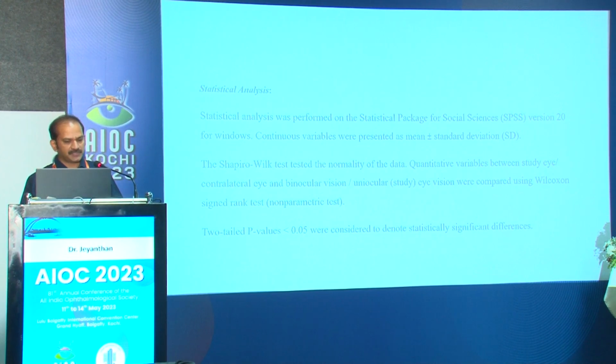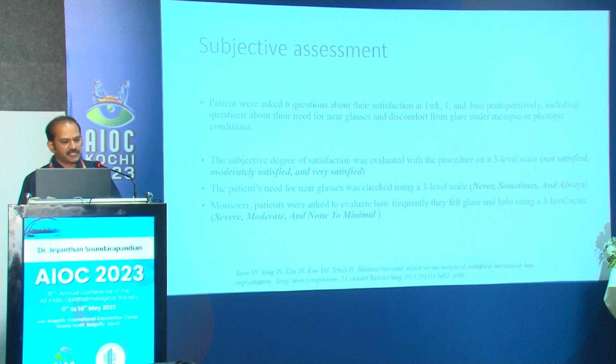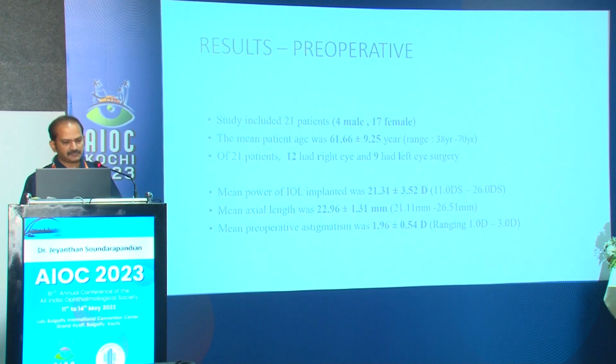The continuous variables were presented as mean plus or minus standard deviation. The Shapiro-Wilk test tested the normality of the data. Quantitative variables between the study eye, the contralateral eye, and binocular and uniocular vision were compared using the Wilcoxon signed rank test. A two-tailed p-value less than 0.05 was considered to denote statistically significant differences. For subjective assessment, the patients were asked 6 questions about their satisfaction at the 1 week, 1 month, and 3 month postoperative period, including questions about their need for glasses and discomfort from glare under mesopic and photopic conditions, and they were graded on a 3-level scale.